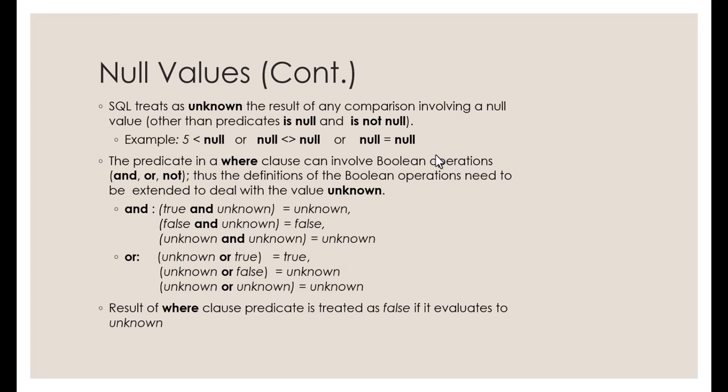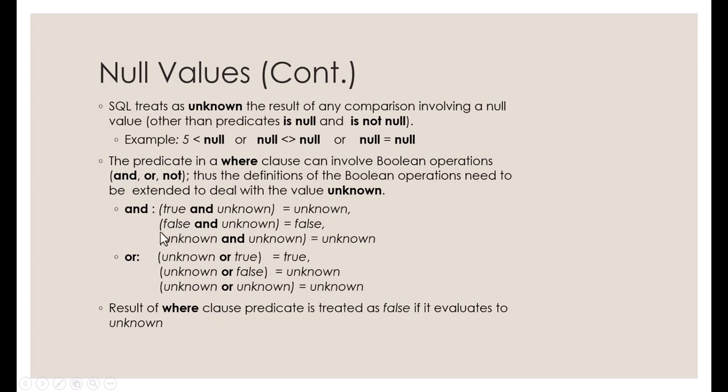Let's take a look at this using the value unknown. True and unknown is unknown, because with AND, both have to be true in order for this to be true. So if this unknown is true, then this would be true. If unknown is false, this is false. So that's why true and unknown is unknown.